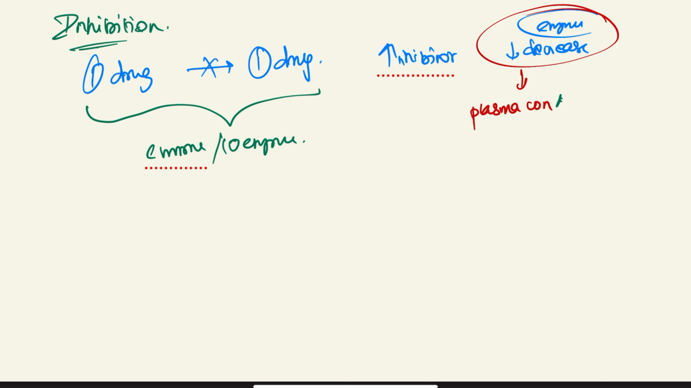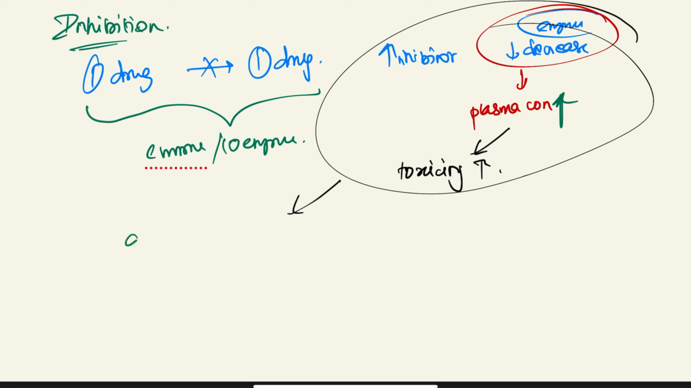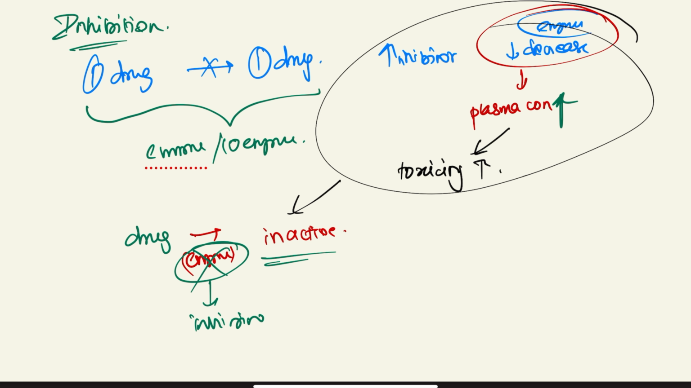So in case of inhibition, we take another drug which acts as the inhibitor. What this inhibitor will do is act on the enzyme which converts the drug into its inactive form in the liver. Now when this enzyme is inhibited, the active form of the drug is not getting metabolized into its inactive form. So this active form of the drug leads to toxicity because its concentration is increased in the plasma.